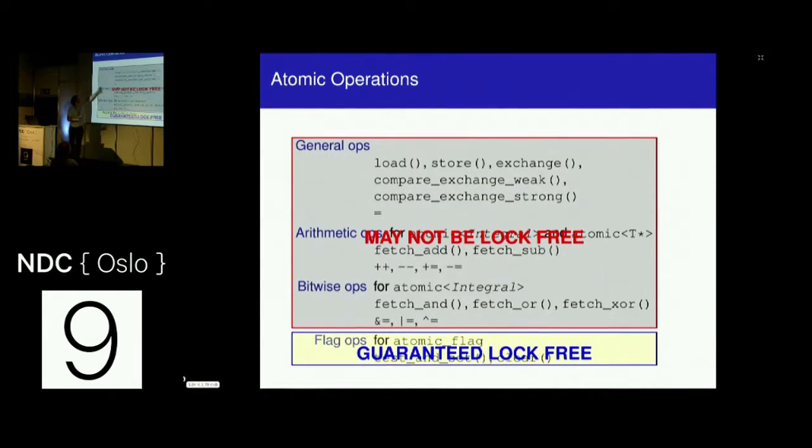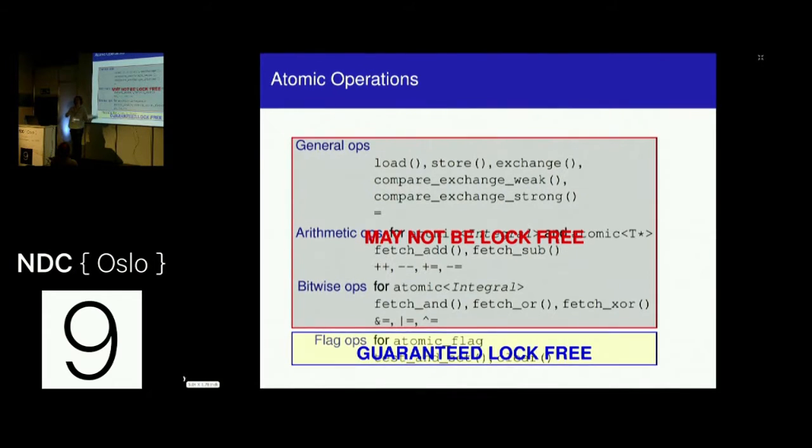So, of course, all this lot might not be lock-free, but these ones are. There is an is_lock_free member function on your atomic types, which you can use at runtime, at startup in your application, to test whether any given atomic of T is lock-free on the current running platform.